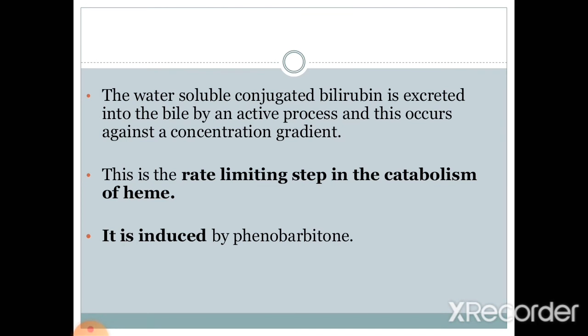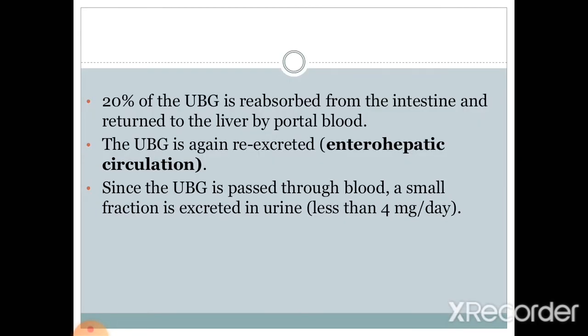Then this conjugated bilirubin reaches the intestine through bile. Then what happens? The intestinal bacteria will deconjugate this conjugated bilirubin. Now, this free bilirubin is reduced to a colorless tetrapyrrole called urobilinogen, and this urobilinogen is further reduced to stercobilinogen.